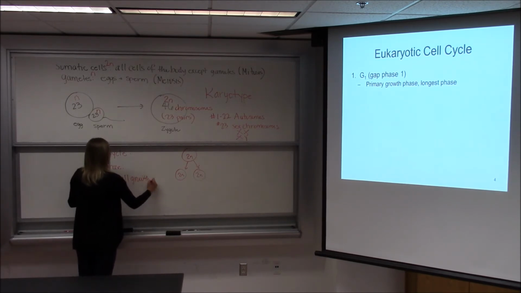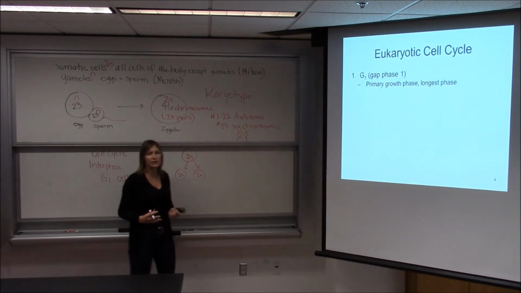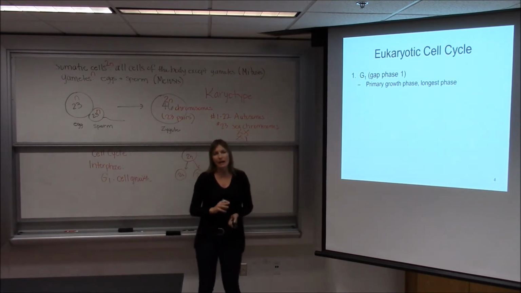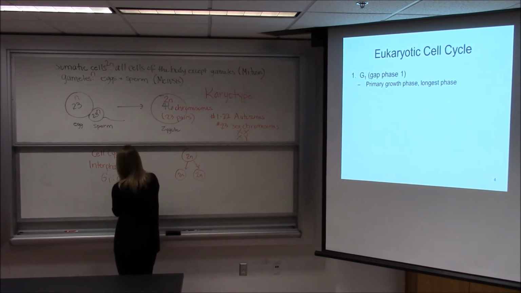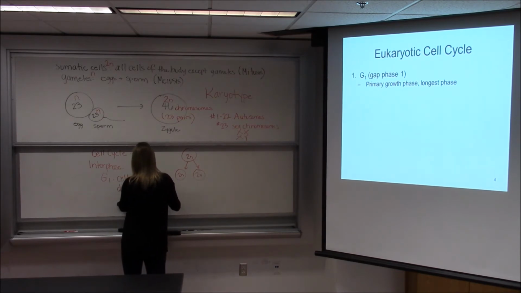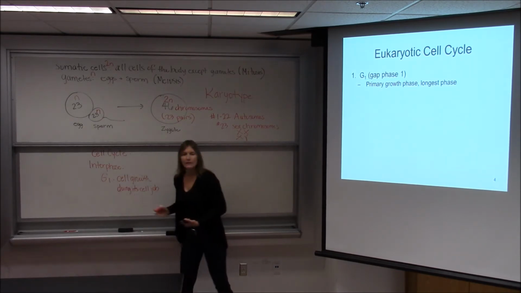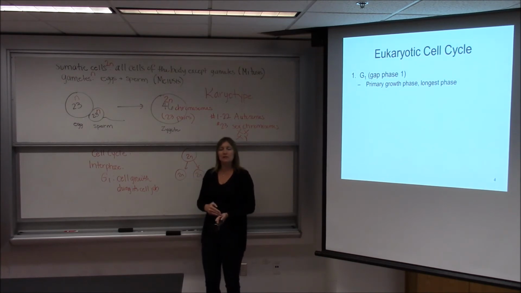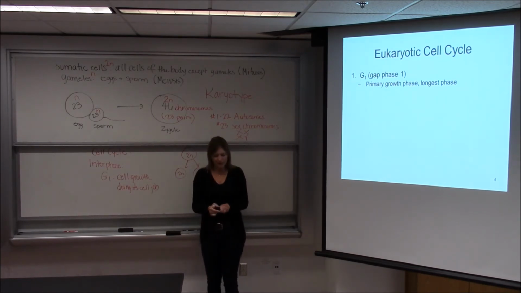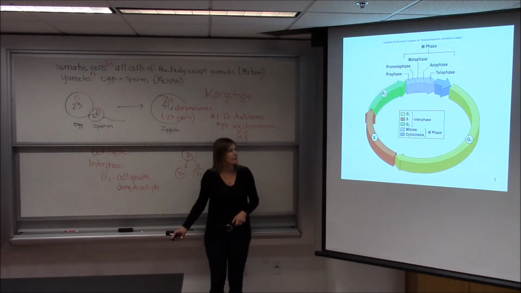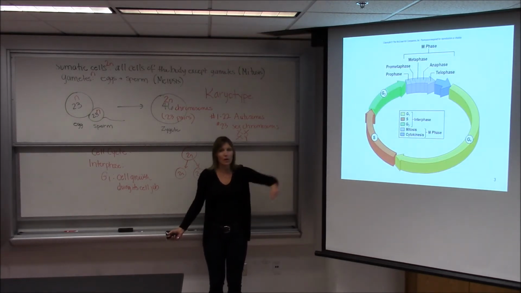And this is also really a time of protein translation and the cell doing its cell job. Whatever its job is, that's what it's going to be doing. So doing its cell job. Again, if its job is producing insulin, it's going to be producing insulin. If its job is producing testosterone, it's going to be producing testosterone during this G1 phase. This is the longest phase of a cell cycle. You can see that yellow band is the longest.